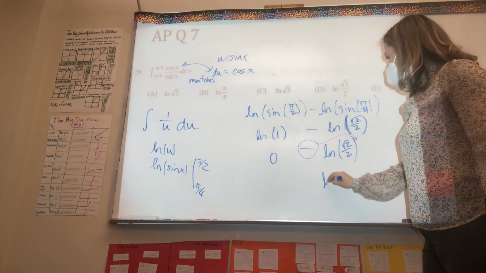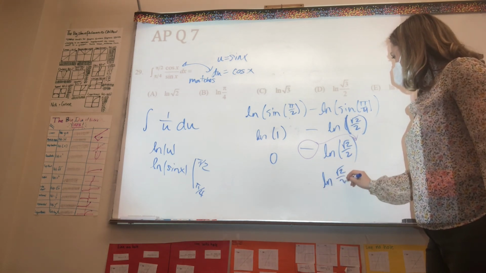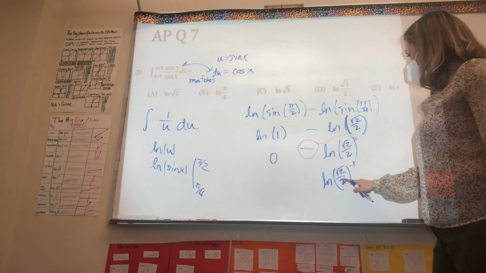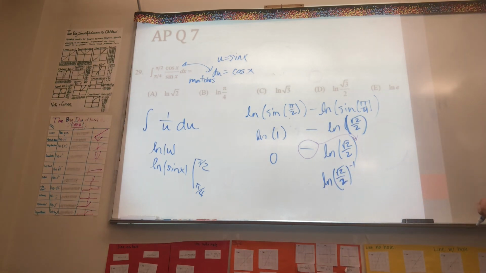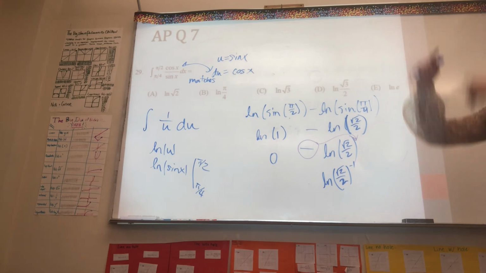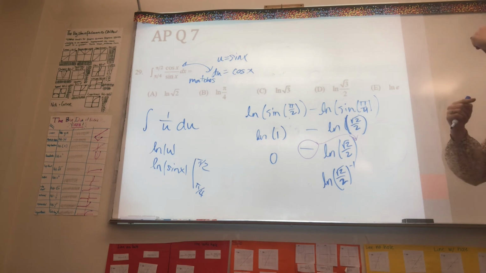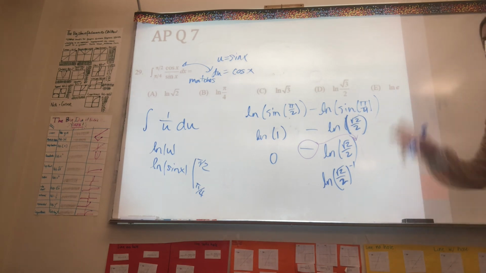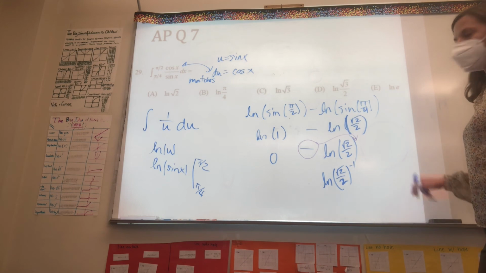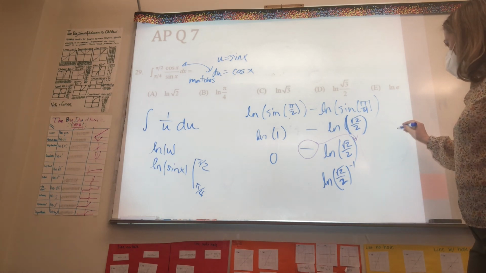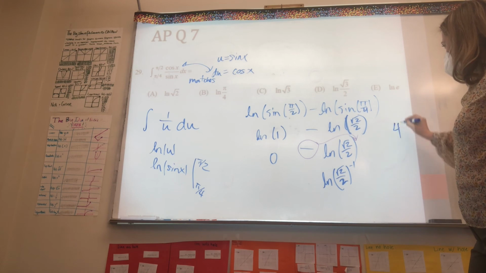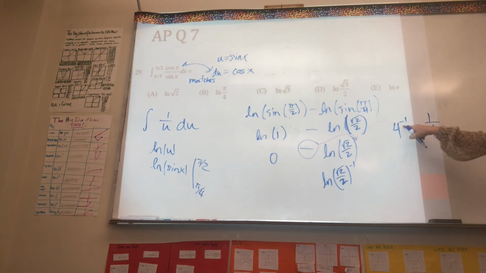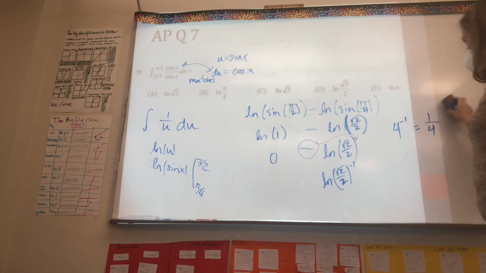So this is ln of root 2 over 2 to the negative 1. Raising something to the negative 1 means taking its reciprocal. It's like 1 over. Like 2 to the negative 1 is 1/2, right? If you have 4 to the negative 1, that's 1 over 4. It moves it to the denominator, right?